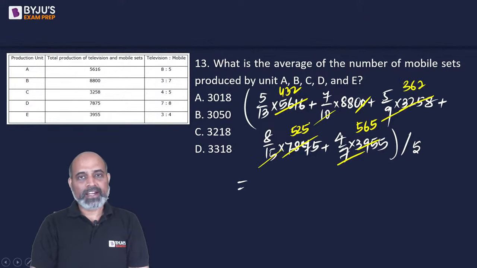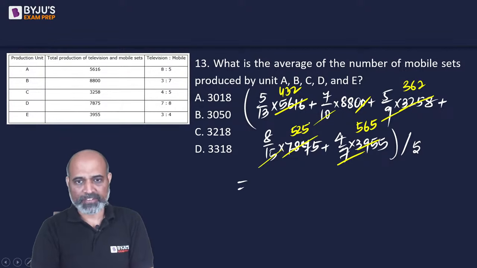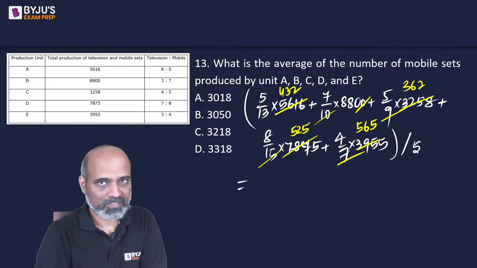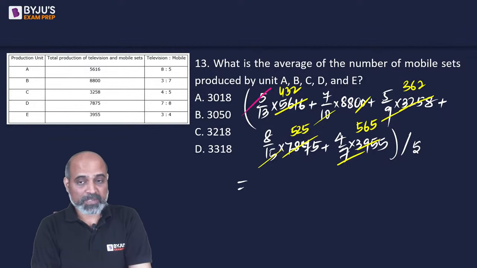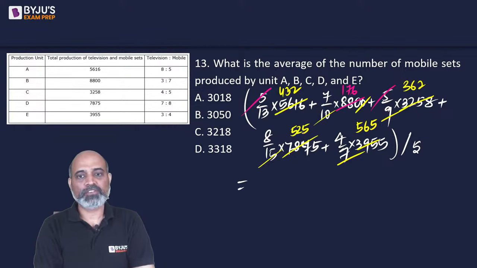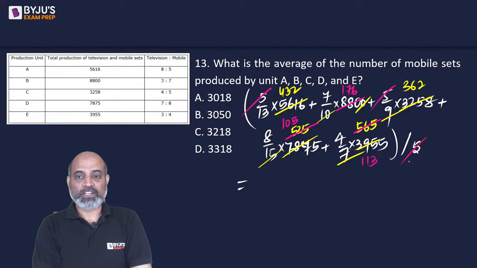Now we can go ahead and add and then divide it by 5, or we can straight away divide it by 5 because every term has a 5. तो ये 5 हटा दो आप. 880 में से 5 हटाओगे, you will be left with 176. You can remove this 5. Out of 525, if you remove 5, this is 105. Out of 565, if you remove 5, this is 113. तो ये 5 हट गया.